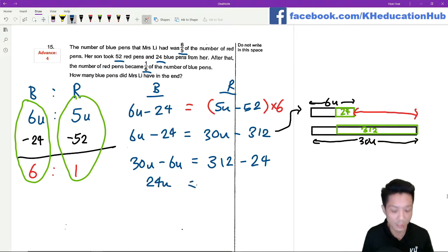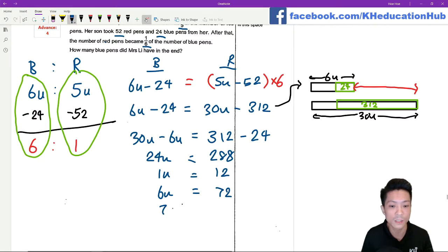Now 24 units is equal to 288, which means that 1 unit is equal to 12. The question is asking for how many blue pens Mrs. Lee had in the end. Blue pens, so we're going to find what is 6 units. We use 72 minus 24. 48 is the answer.